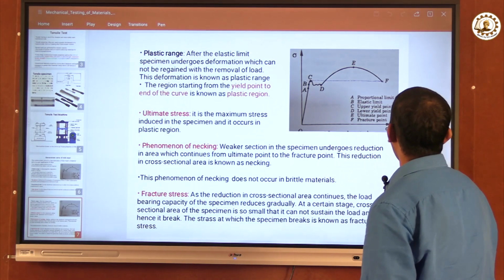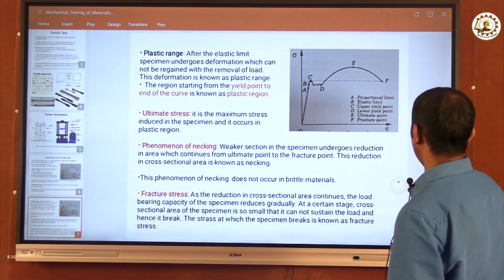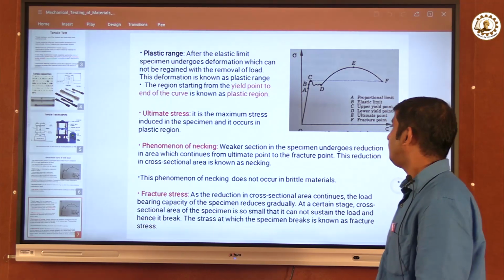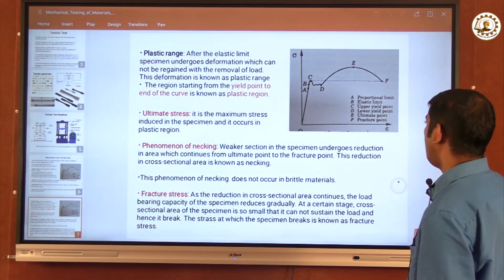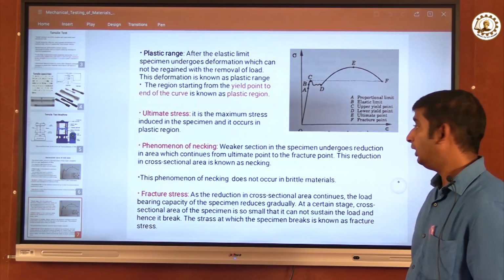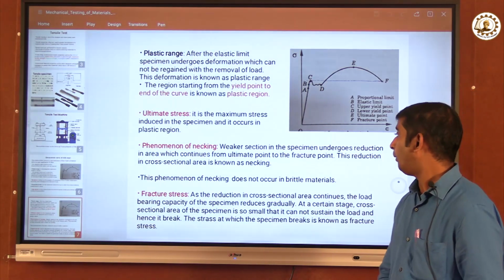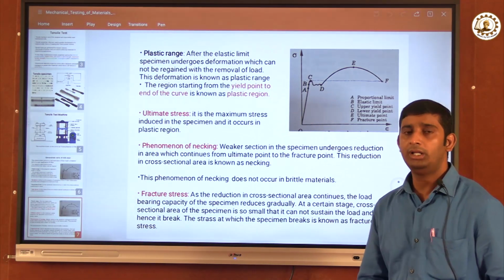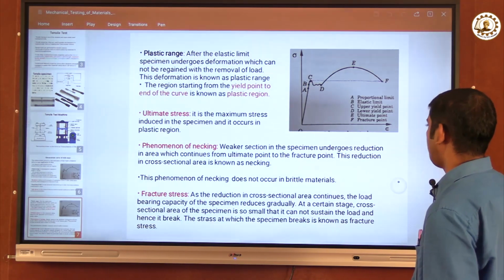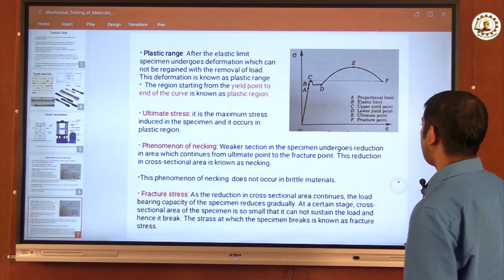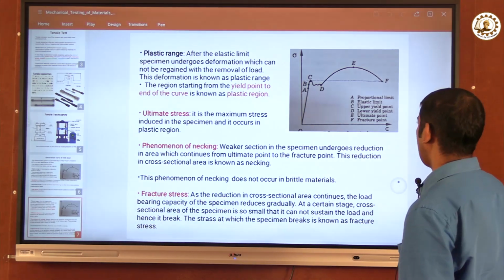Then what is the point F? That means the fracture point. And what is the fracture stress? As the reduction in the cross-sectional area continues, the load bearing capacity of the specimen reduces gradually. At a certain stage, the cross-sectional area of the specimen is so small that it cannot sustain the load and hence the material or specimen breaks. The stress at which the specimen breaks is known as fracture stress.